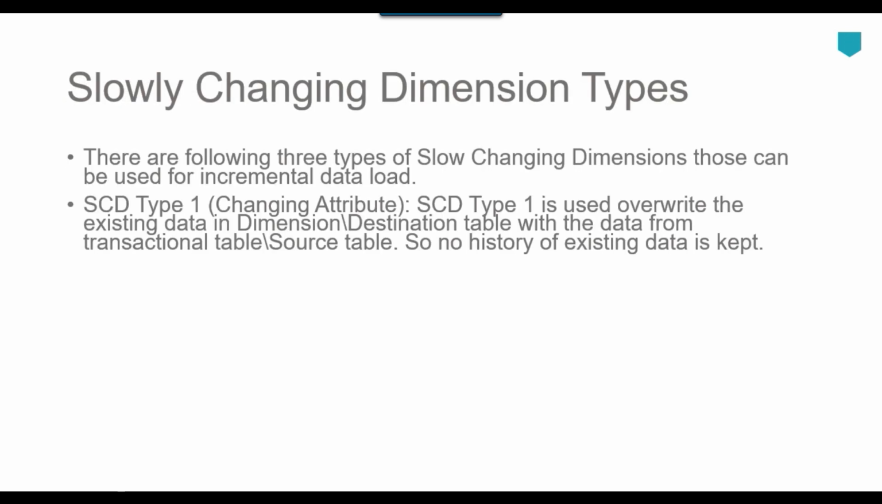So how many types of slowly changing dimensions are there? There are basically three types. The first one is SCD type 1, which is also called changing attribute. SCD type 1 is used to overwrite the existing data in the dimension or destination table with the data from the transactional table, or you can say the source table. So no history of the existing data is kept in SCD type 1.